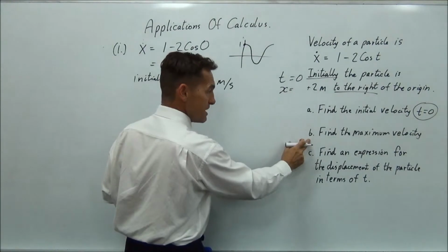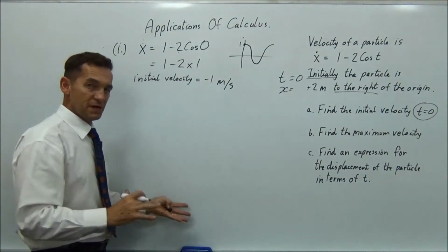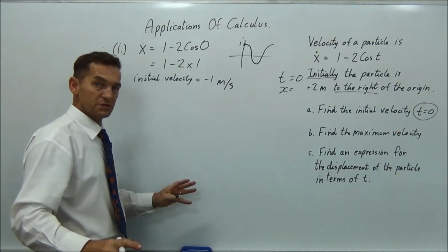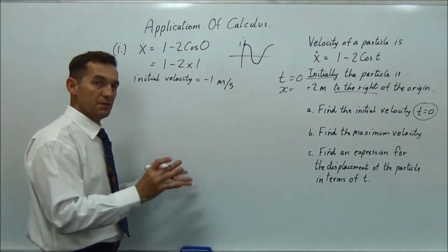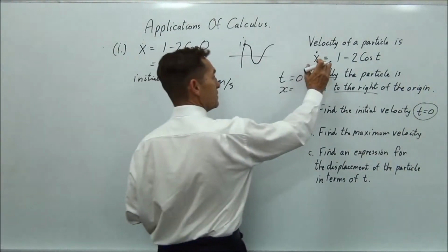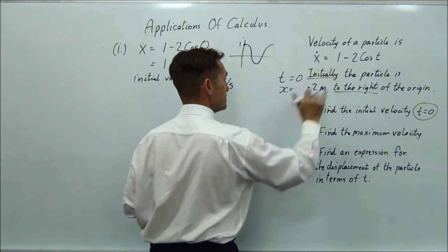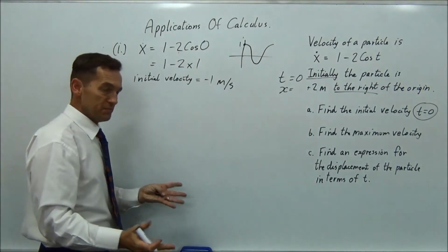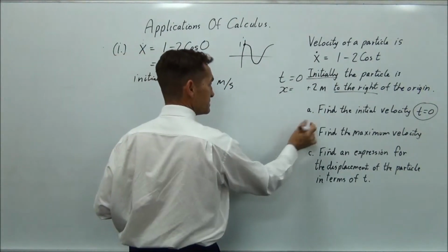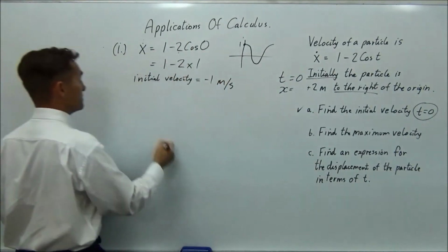Okay, find the maximum velocity. Well, how do you find a maximum or minimum of any equation? You differentiate and put it equal to 0. So we're going to differentiate it and put it equal to 0, just like you've done before. That's how you find the maximum. So we've done that one. Now we're finding the maximum.